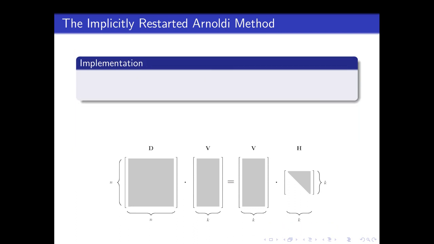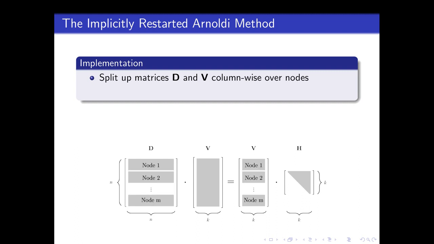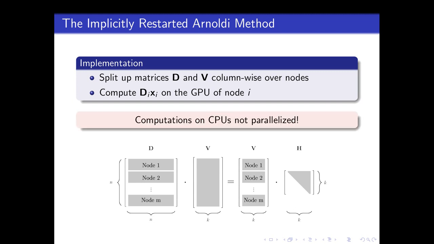The starting point for my project was a hybrid implementation of the implicitly restarted Arnoldi method, where the matrices D and V were split up column-wise over the compute nodes. On each node then, the action of the corresponding part of the Dirac operator on the corresponding part of the vector x was computed on the node's GPU, while all other operations were running in serial and on only one of the node's multiple CPU cores. My task was therefore to parallelize these operations in order to avoid the waste of computational resources here.